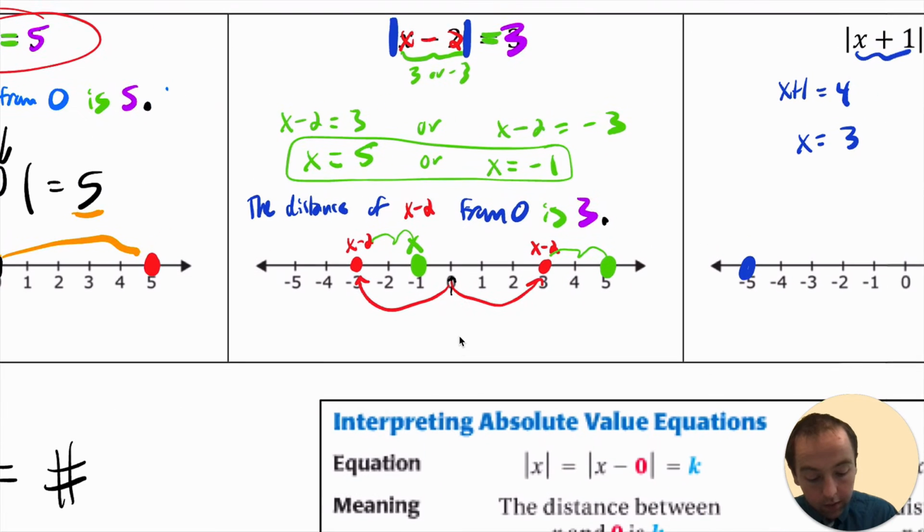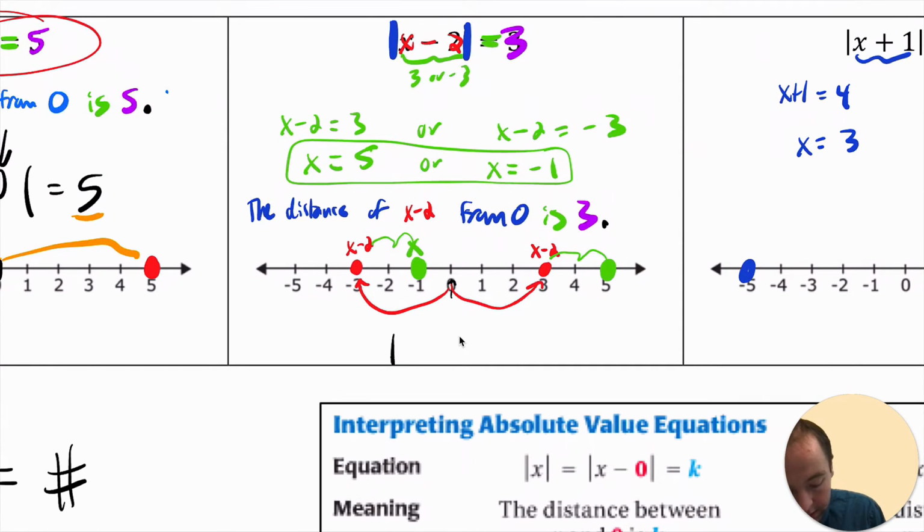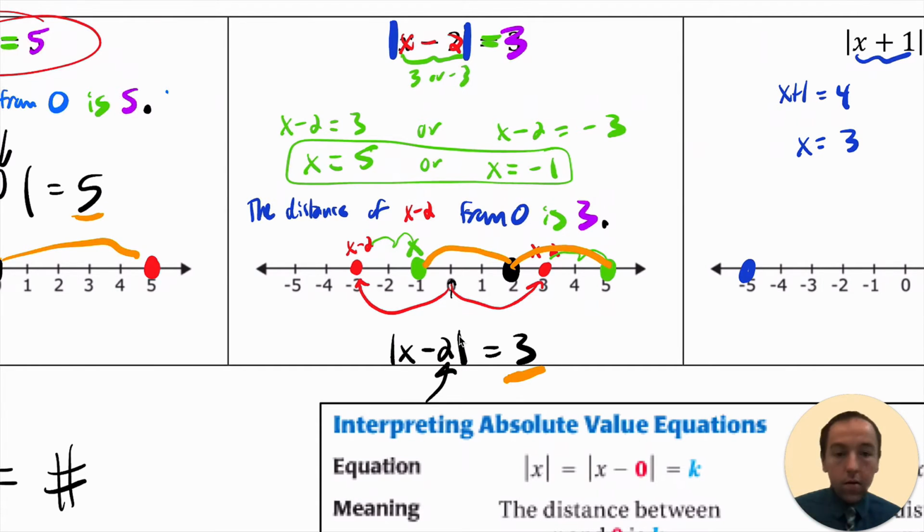And similarly with this equation right here, it's the absolute value of x minus 2 equal to 3. So if you centered yourself at this positive 2 right here, and then you went a distance of 3 away on both sides of the 2, you can see you get to those two green dots, which were the answers to this equation. The answers were the 5 and the negative 1.